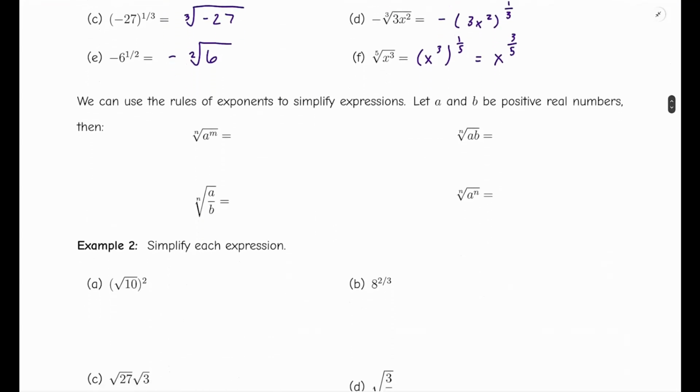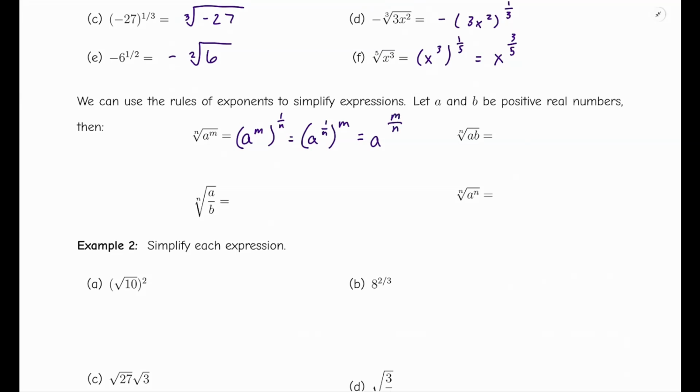We can use the rules of exponents to simplify expressions. Let a and b be positive real numbers, then the nth root of a to the m is a to the m to the 1 over n, which is also a to the 1 over n to the m, which all boils down to a to the m over n.